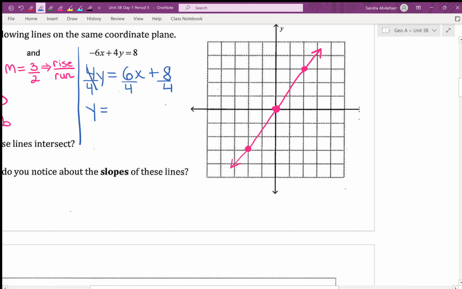Now, does 4 go into 6 evenly? No, but I can simplify that. What can I reduce that down to? 3 over 2x. Good. Plus 8 divided by 4 is 2. So now when I come to graph this line, where am I starting? Where do I want to start?